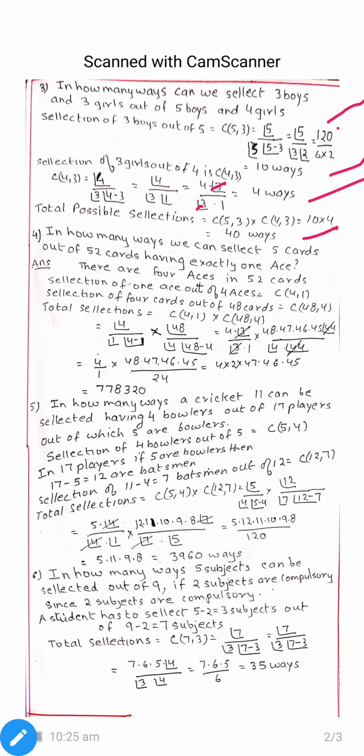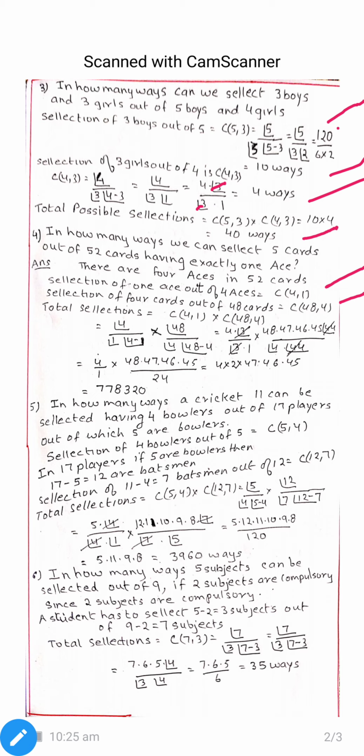In how many ways can we select 5 cards out of 52 cards having exactly one ace? There are 4 aces in 52 cards. Selection of one ace out of 4 aces is C(4,1). Selection of 4 cards out of the remaining: now 4 aces are removed from 52 cards. We are left with 48 non-ace cards. So selection of 4 remaining cards out of 48 cards is C(48,4).